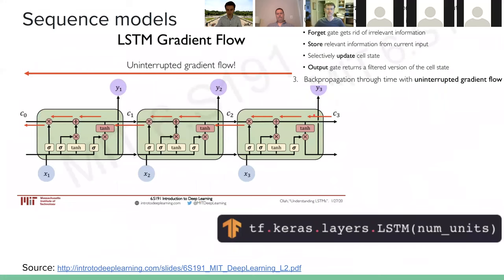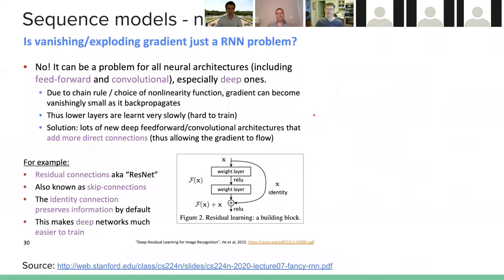So regarding the gradient flow, and actually regarding the vanishing and exploding gradients, is this something specific to recurrent neural networks, or is it just a deep learning challenge that we have to deal with? It's actually bigger than that. It's a deep learning challenge. Not all neural architectures might suffer from an exploding or vanishing gradient problem.